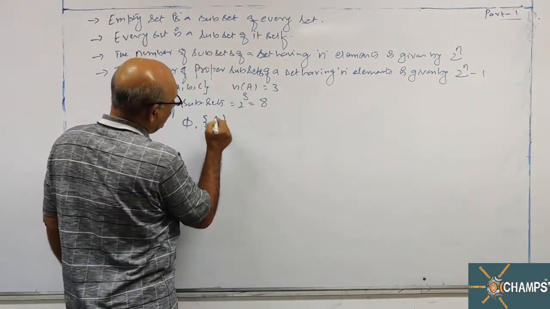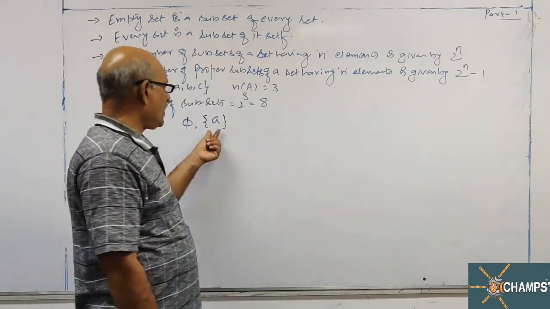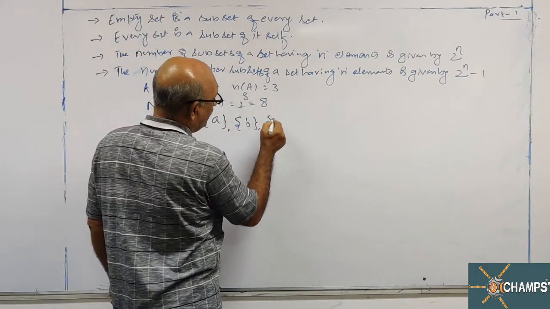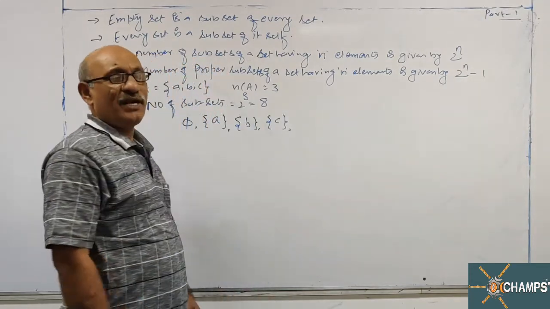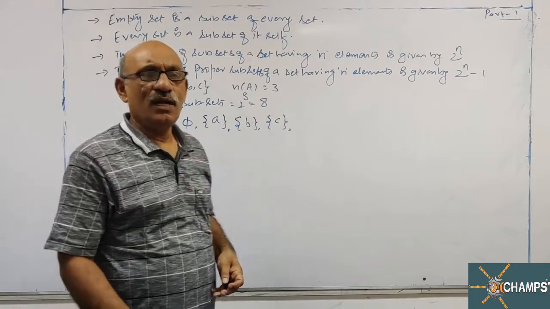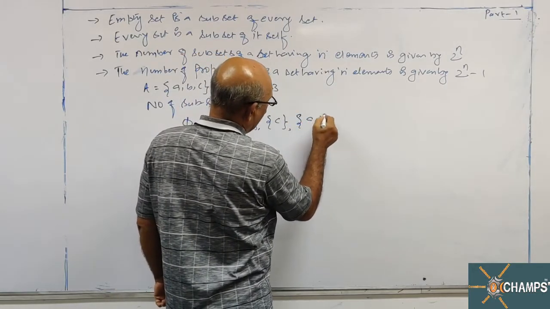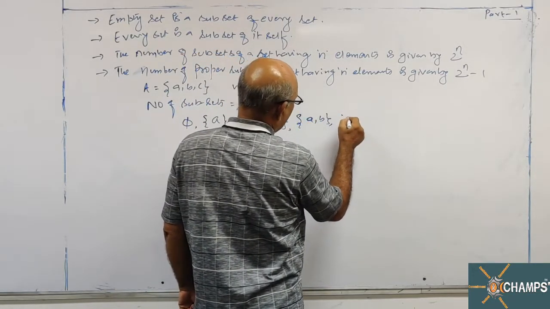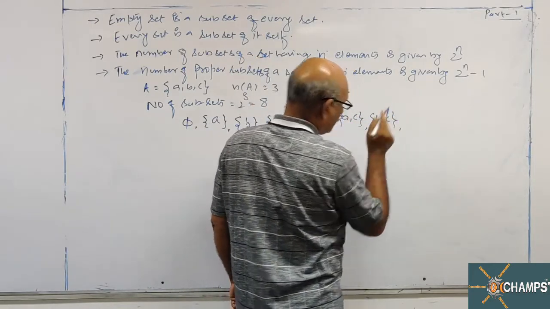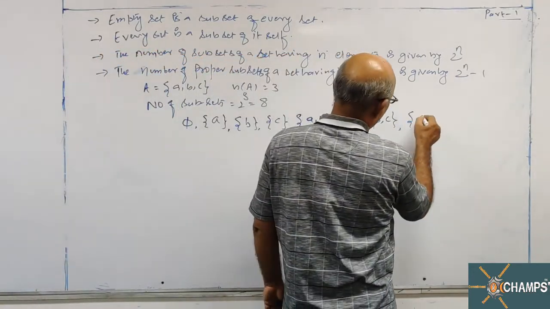Now you are selecting only one element. The selected element may be A, or the selected element may be B, the selected element may be C. So only one element you have selected. But you may select 2 elements also. When 2 elements are selected, it is A, comma B, it is A, comma C, it is B, comma C. Suppose 3 elements are selected, then it is A, B, C.